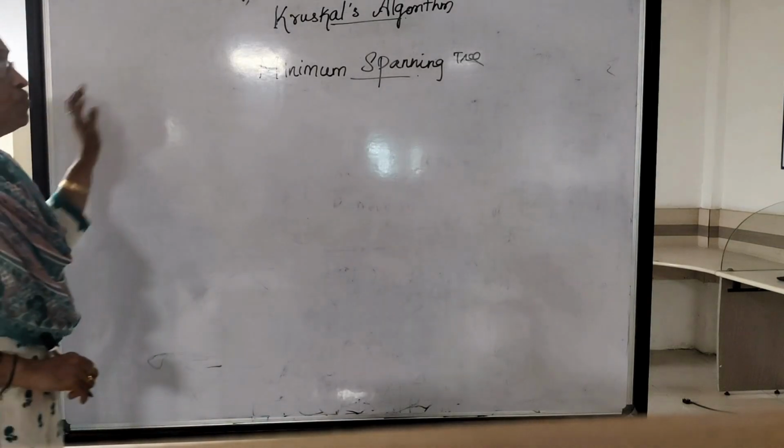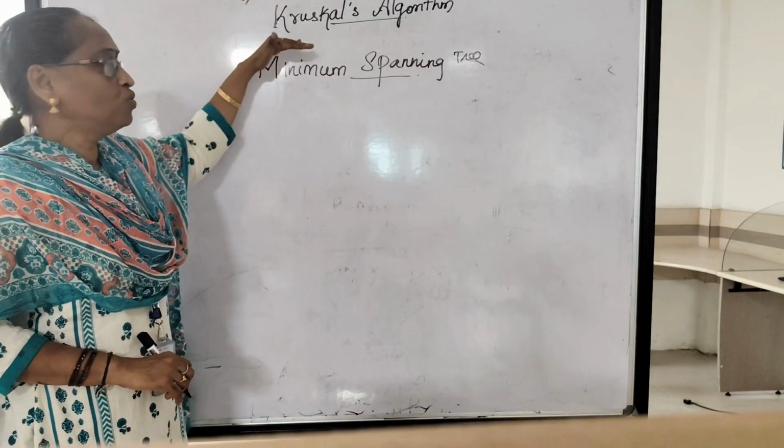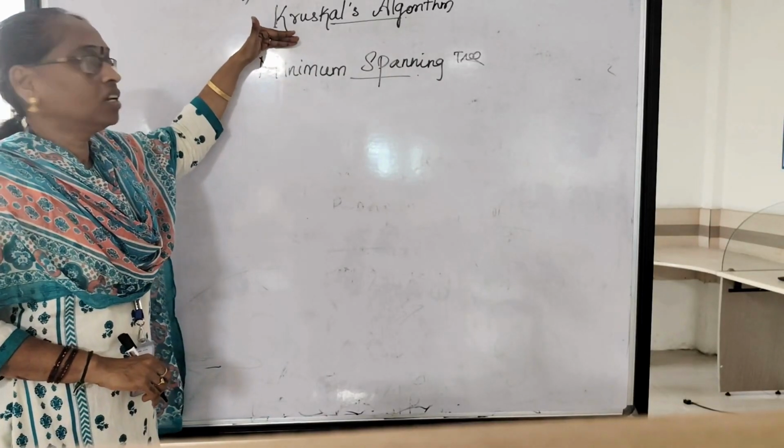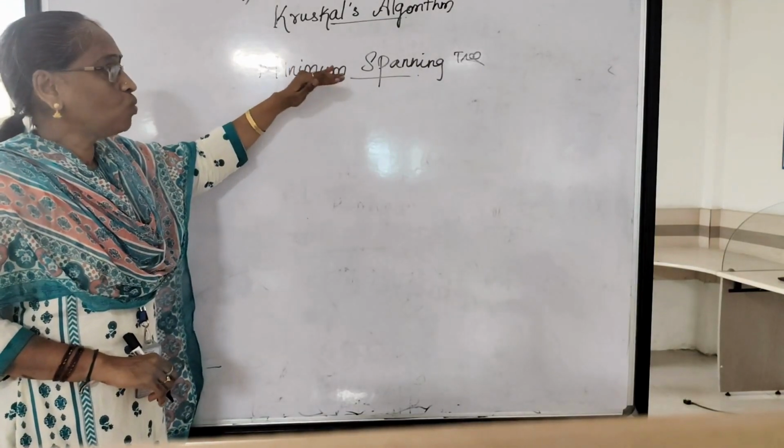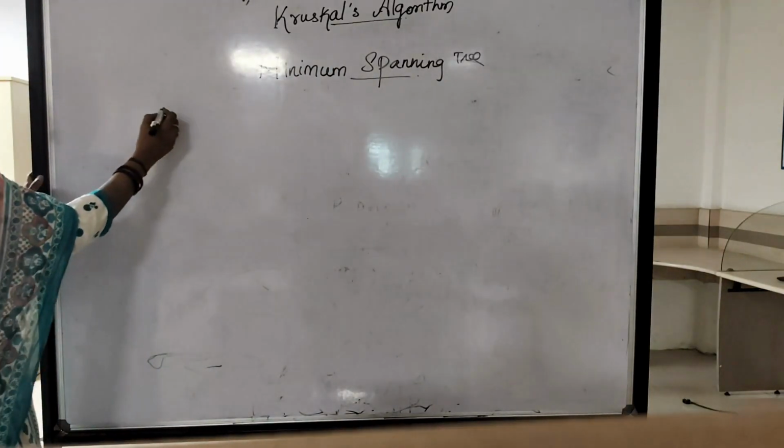Hi, in this video we are going to discuss Kruskal's algorithm. So what is Kruskal's algorithm for? This is to find the minimum spanning tree in an efficient way. So what is a minimum spanning tree? Let's take an example graph.